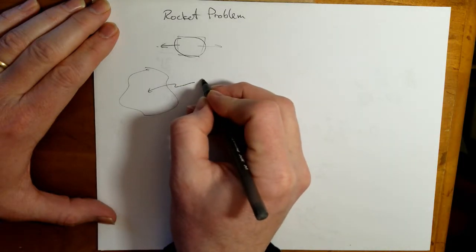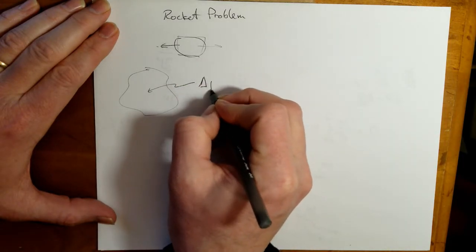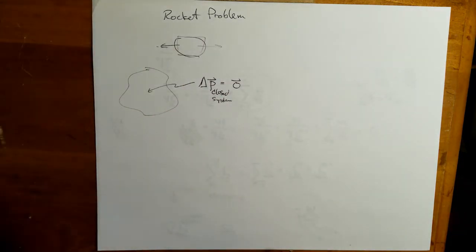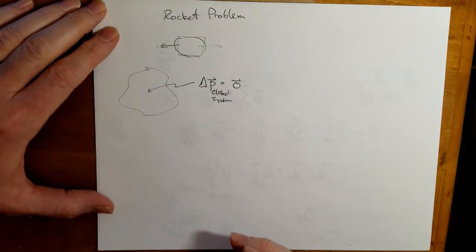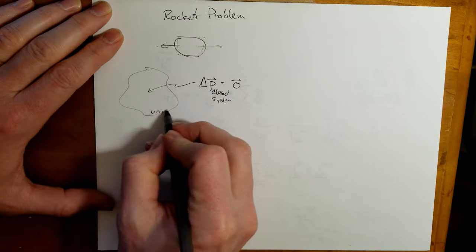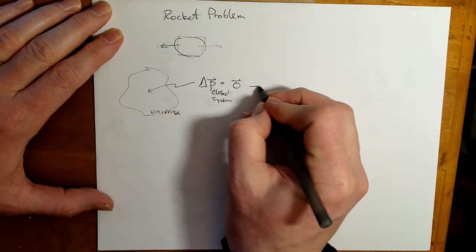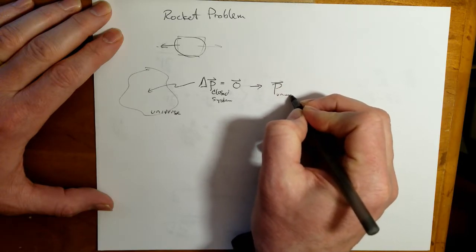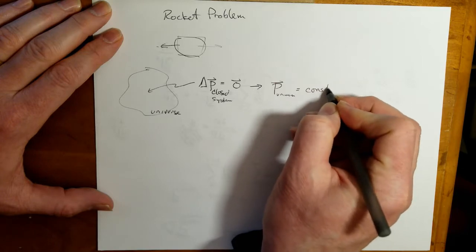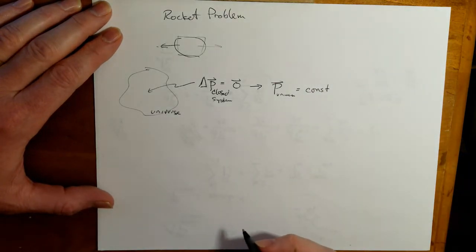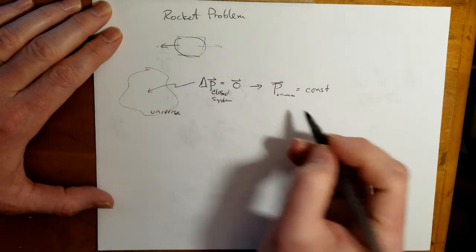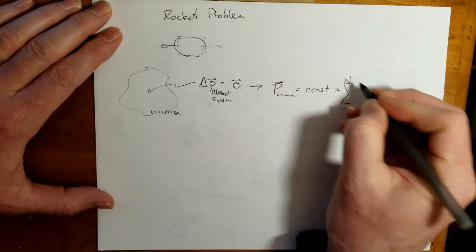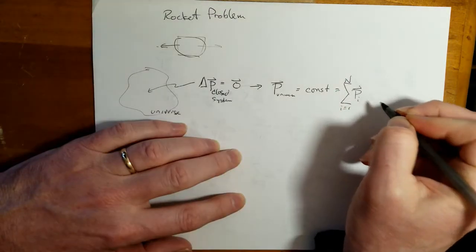I know that the change in momentum of any closed system is zero. In other words, you need an external force in order to change the momentum of something. So if this is the universe here, I can basically make the claim that the total momentum of the universe is some constant. Now, the total momentum of the universe would be just the sum of all the little momenta, i equals 1 to n, assuming I have n objects, equal to a constant.